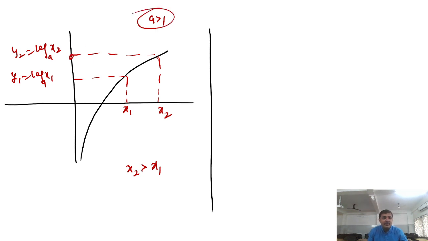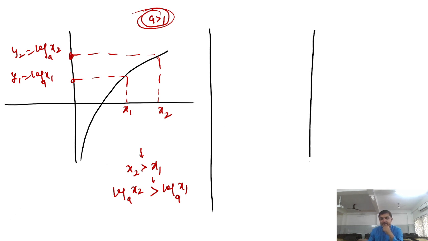Now you tell me, log of x2 is greater or log of x1 is greater? Obviously log of x2 is above. So in that case, if I'm taking logarithm base a on both sides, log of x2 base a and log of x1 base a, definitely we'll be getting the same orientation of inequality. Okay, sir, if a is greater than 1, that means if we are having an increasing graph of logarithm, then if we are taking logarithm or anti-logarithm on both sides, the inequality orientation will remain the same. Okay. So what about a decreasing function in that case?